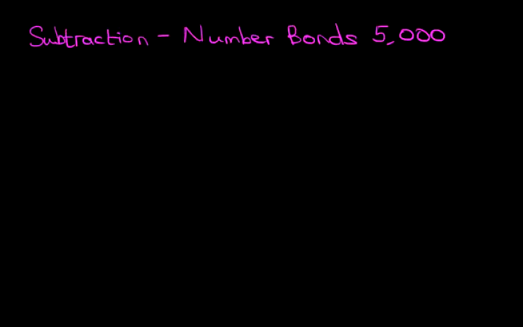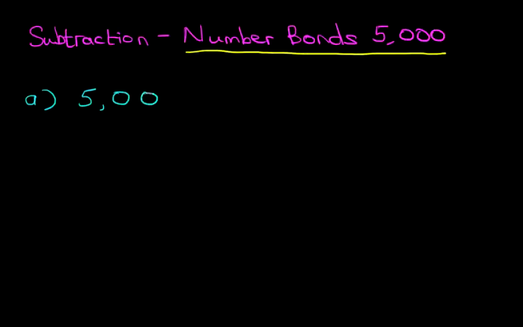Hello and welcome to the tutorial on subtraction. In this tutorial we will learn about number bonds to 5,000. Basically, what two numbers added together make 5,000. Now the type of question you will typically see is something like this.